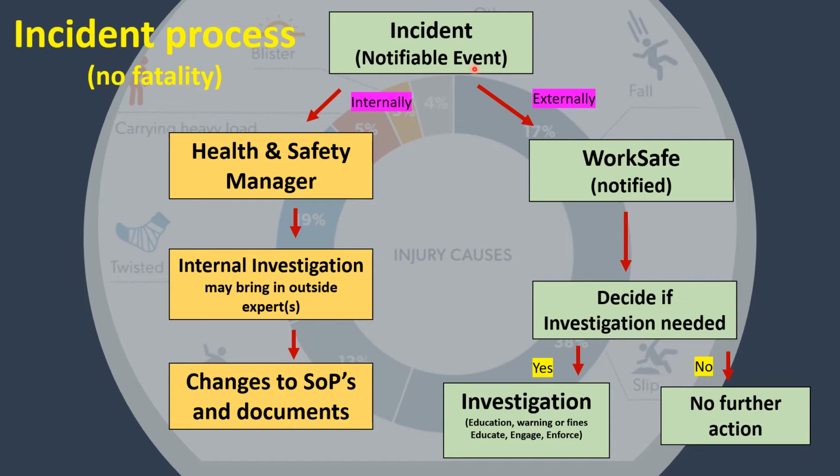An external agency might come and investigate. WorkSafe will be notified, and then WorkSafe will decide whether an investigation is needed or not. If there is an investigation, the outcomes could be just education, which could be within the organisation around learning from it and for the wider sector, or warnings, fines, or prosecution. So educate, engage, enforce are the three E's in terms of the outcomes for WorkSafe. Or there could be an investigation and no further outcomes.